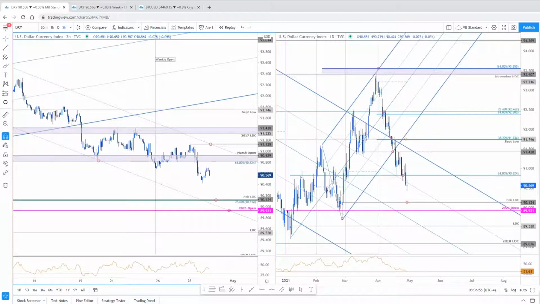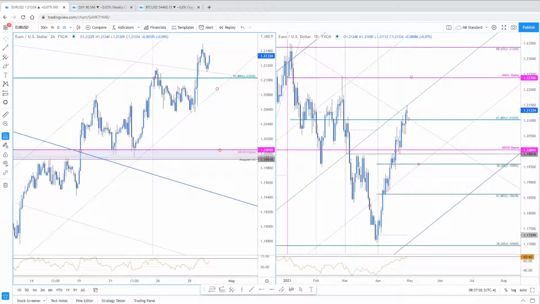I'm just going to touch on Euro too, because it's the same thing, right? Euro went into its 618 retracement. That was 2103. Big zone there. Here's a break of the weekly opening range. You know, what do you do with this?